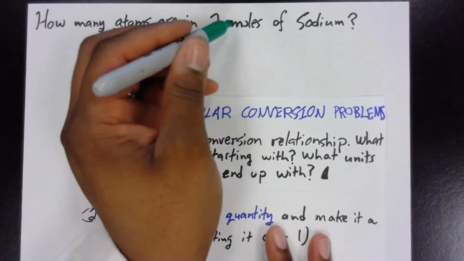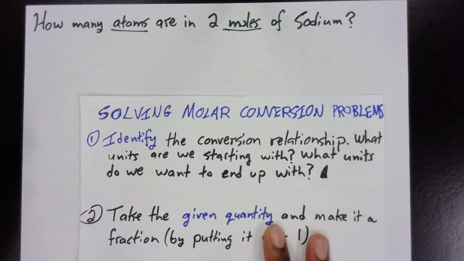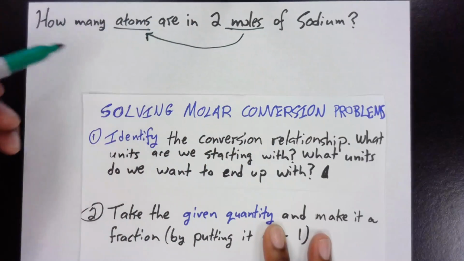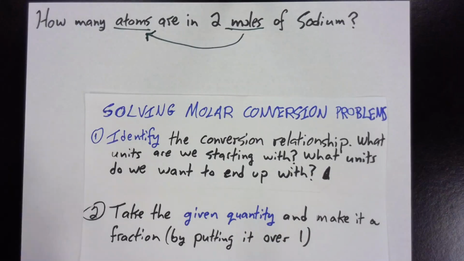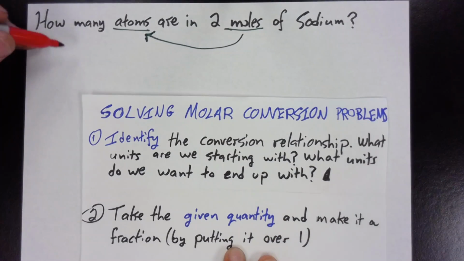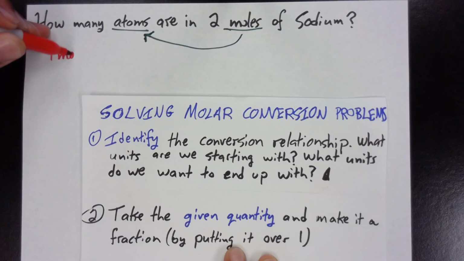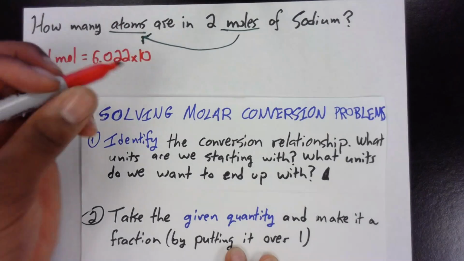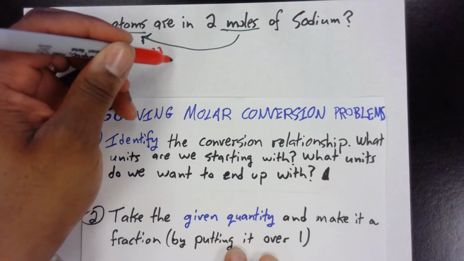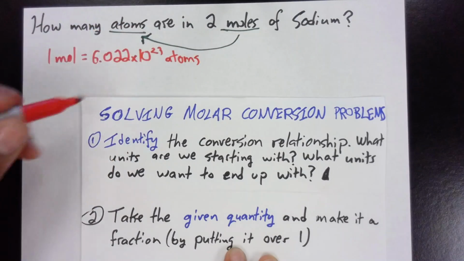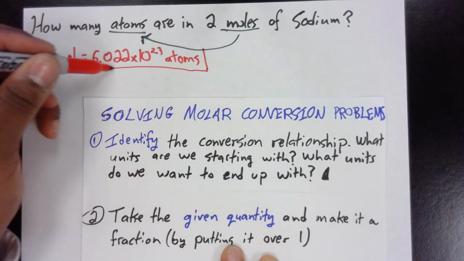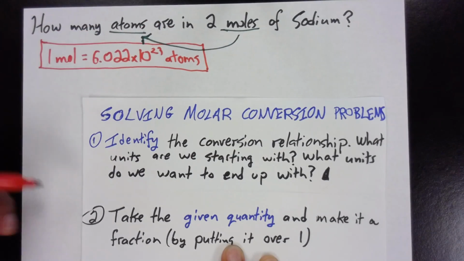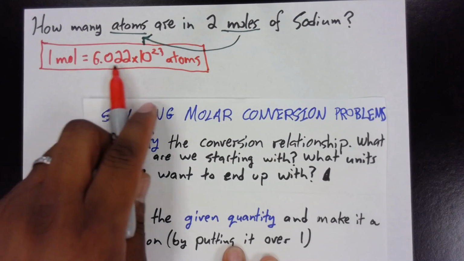My units are atoms and moles, and it looks like I'm starting with moles, and I want to convert from moles to atoms. Now, I know that 1 mole equals 6.022 times 10 to the 23rd atoms. As we recall, this is Avogadro's number, 6.022 times 10 to the 23rd, and that is equivalent to 1 mole. So this is the relationship that we're going to use.